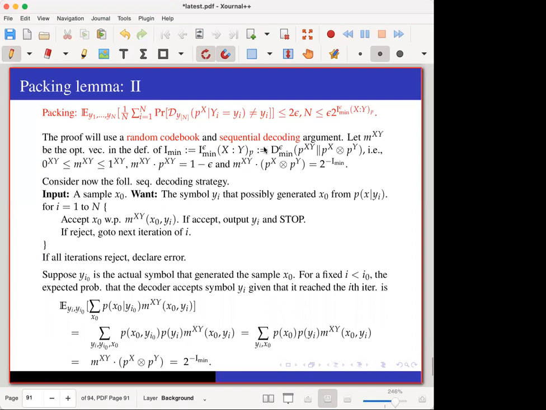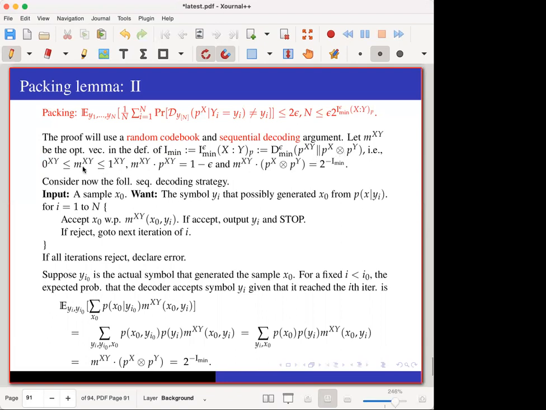But now we are going to basically redo that proof in one shot. The notation I mean is this I epsilon mean, and I epsilon mean by definition is this D epsilon mean. So let M be the optimizing vector in this definition.